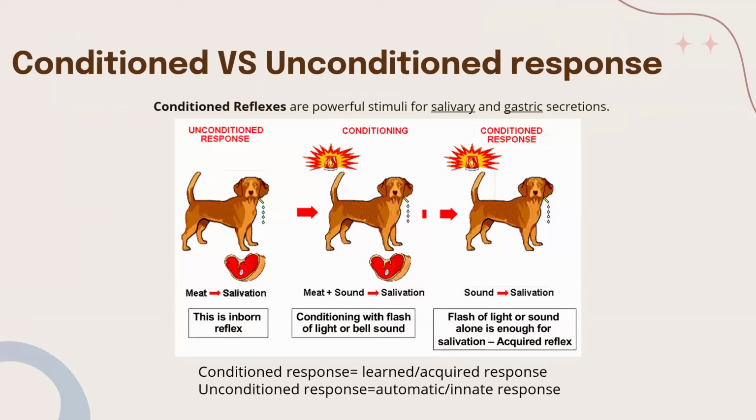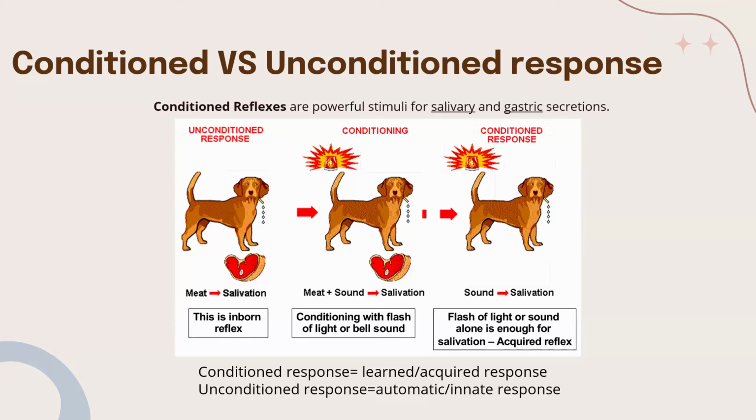So, conditioned versus unconditioned response. Basically, we have something called conditioned reflex and unconditioned reflex. Conditioned reflex, from its name, is something we learned or we acquired. So it's a learned or acquired response. Unconditioned response is the automatic or innate response. So it's basically something we were born with. Our body knows how to do this without learning it from our environment, let's say.